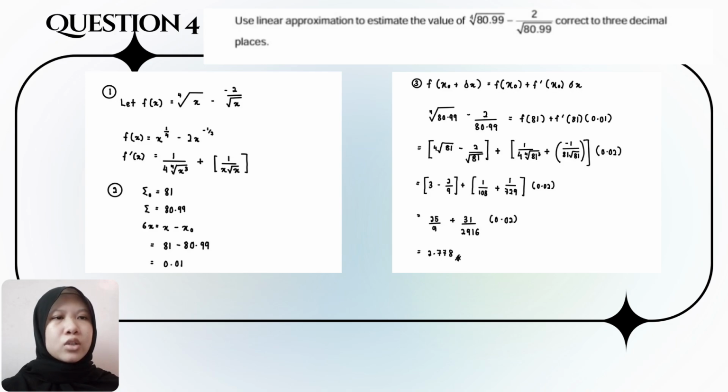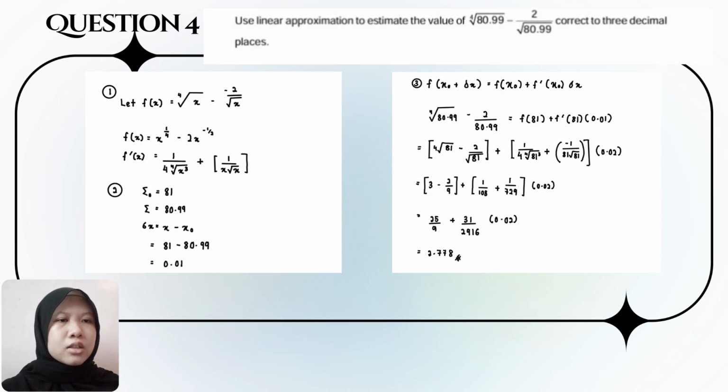And next we differentiate the function. And we get f prime x equals 1 over 4 square root x power of 3 plus 1 over x square root x. For the second step, we have x naught equals 81. Why do we choose 81? Because the value is nearby the given value. And x equals 18.99, and the next is delta x.